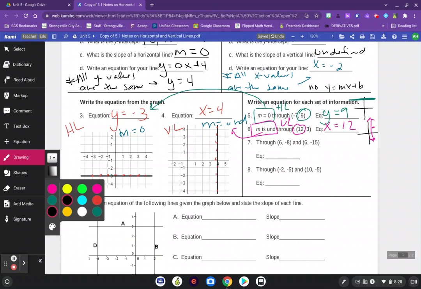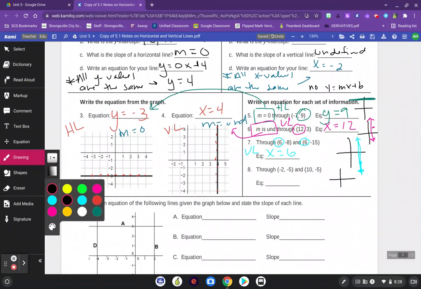In 7, I have 2 points. So I'm not told what the slope is. Now I could calculate that slope. Or I can make a graph. So I'm going to make a graph. And I'm going to plot these points. I've got 6, -8, and I've got 6, -15. And I notice that when I graph those, they both have the same x coordinate. And so they're going to form a vertical line. I'm going to make a note. This is a vertical line. And since it's a vertical line, all the x values are the same. And I notice that with my ordered pairs, they do have the same x, and that's 6.